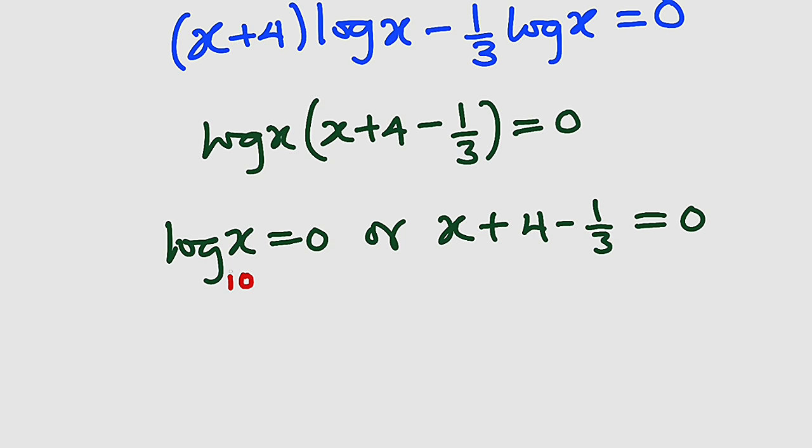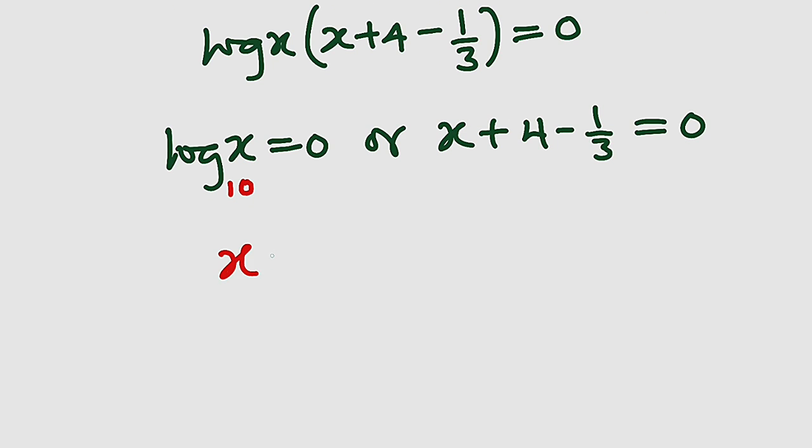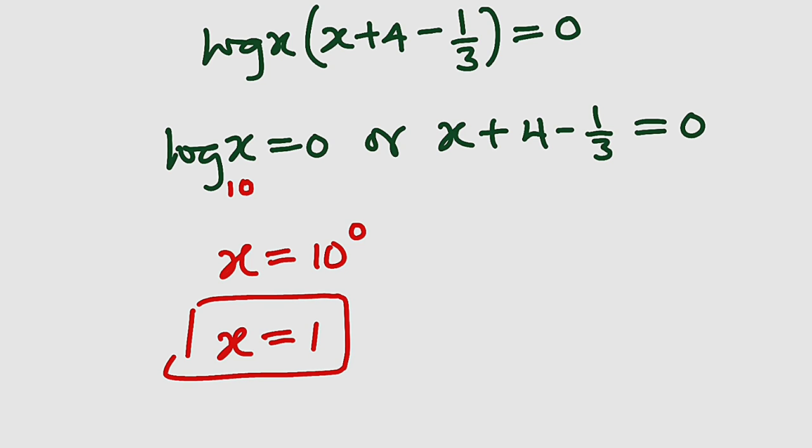You know, naturally here we have base 10, right? And from definition, 10 raised to the power of 0 is the same thing as x. So therefore, x is equal to 10 to the power of 0 and x equal to 1. This is one of the solutions. Let's solve the other one.